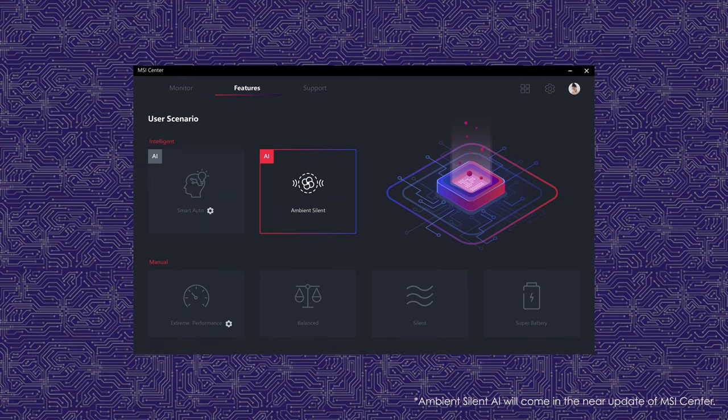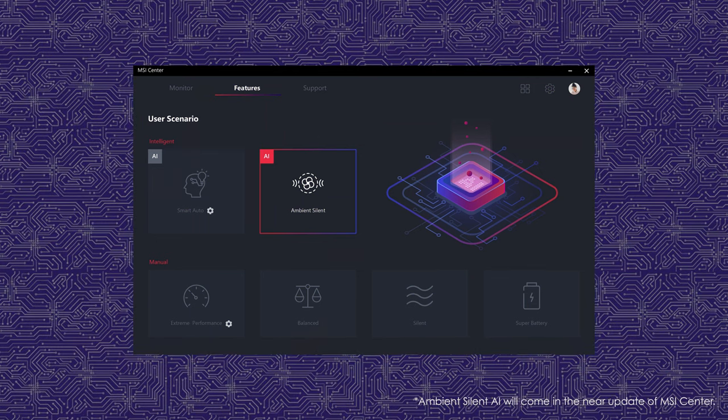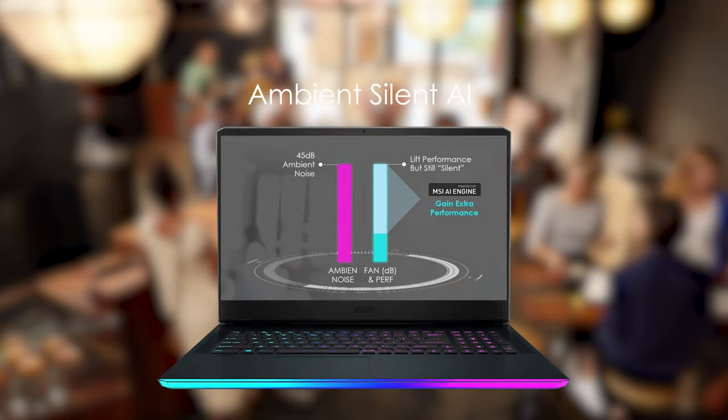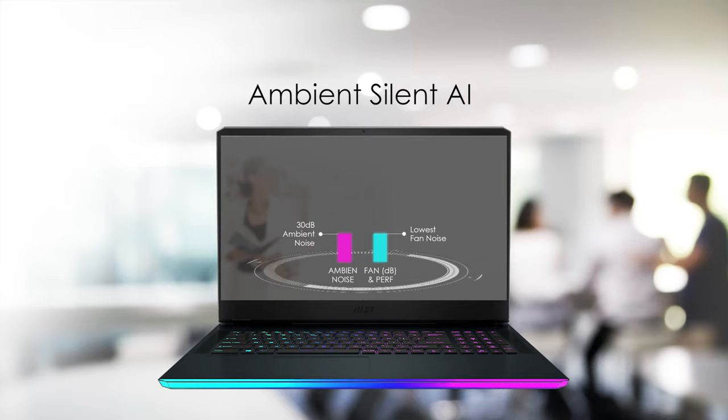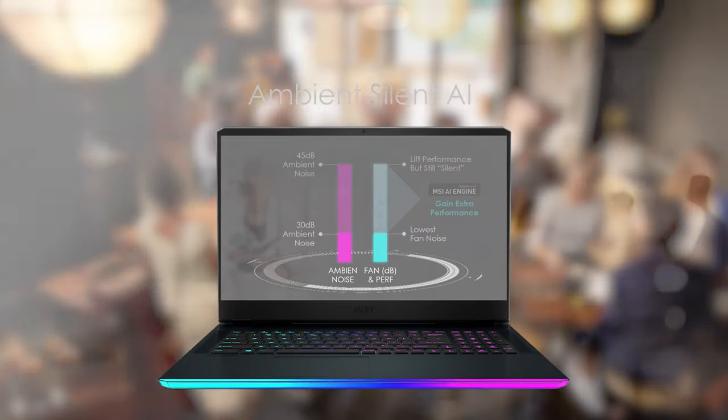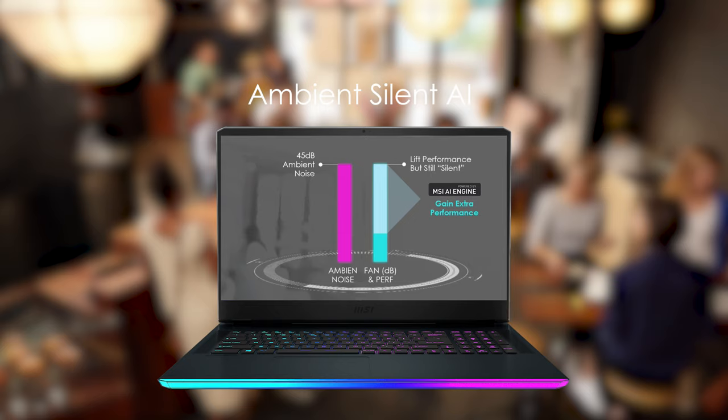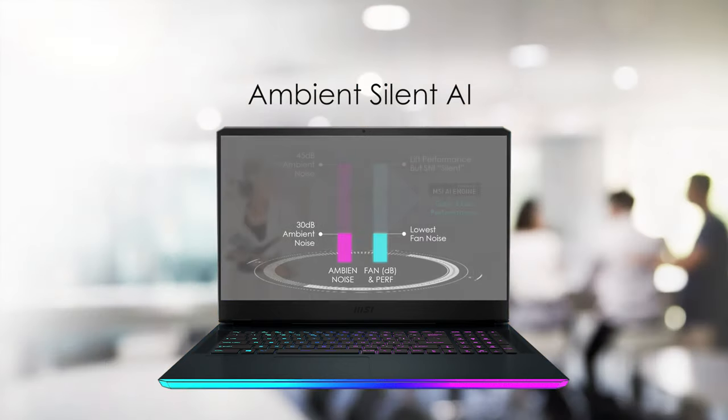Another new feature is the Ambient Silent AI, which defines what silent means in a relative way. The background noise you feel in a coffee shop and in an office is different. In a coffee shop, the background noise could be above 45 decibels, whereas office noise could be just as much as 30 decibels. Ambient Silent AI will actively detect the surrounding noise level and raise fan speed accordingly in order to provide higher performance for your usage. Remember to update your MSI Center to the latest version to get these functions.